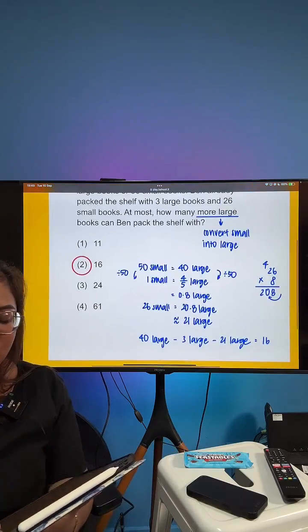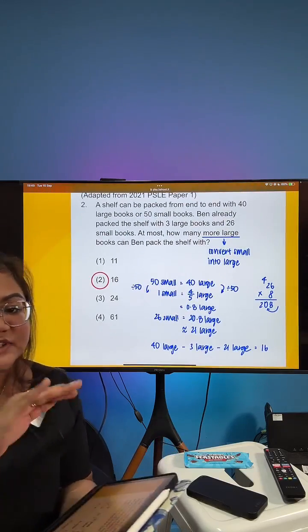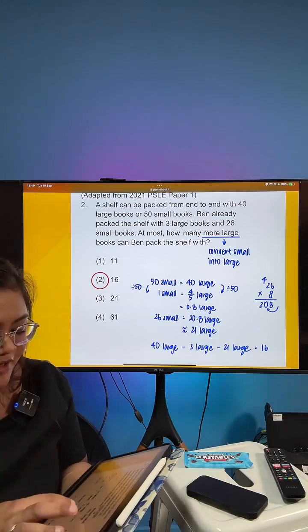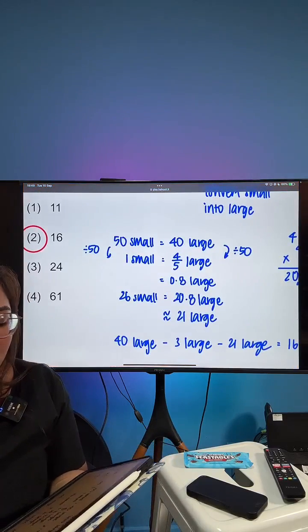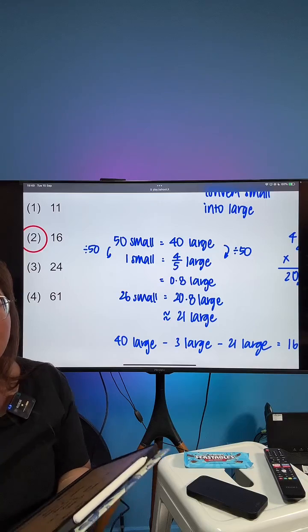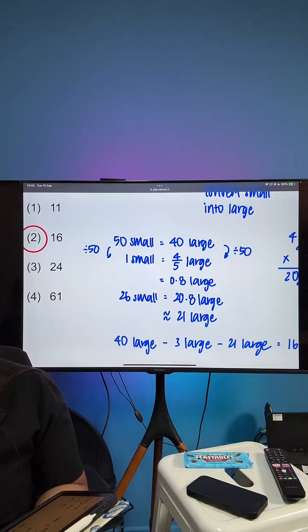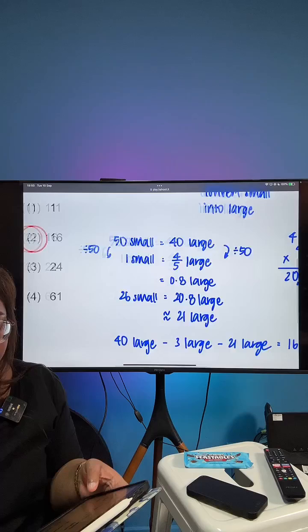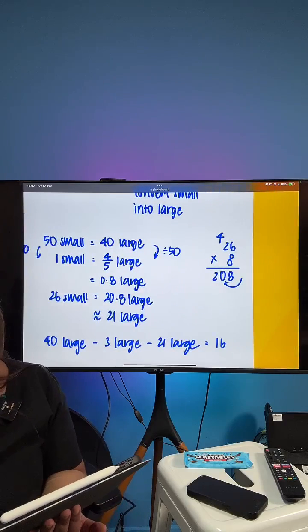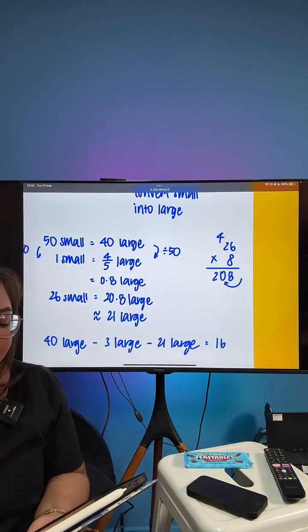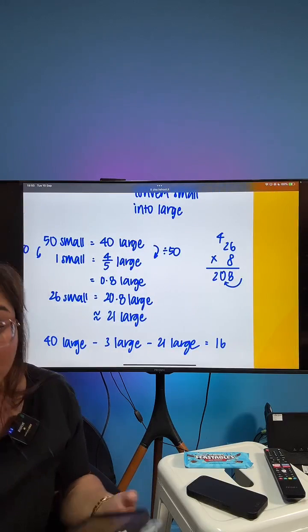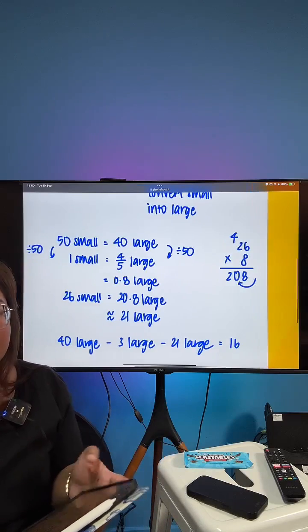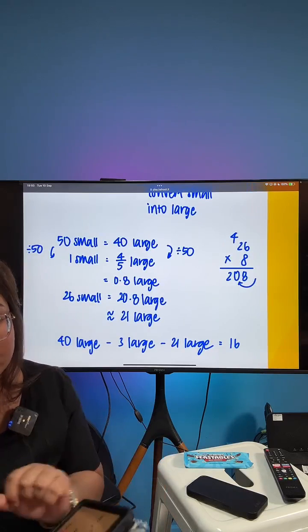So if I know 50 small books is equal to 40 large, because the shelf can either fit 40 large or 50 small, we can write our first equation as 50 small equals to 40 large. Then 1 small will be, divide by 50 on both sides, 4 over 5 large, which means 0.8 of a large book. Okay, so that means 26 small books are multiplied by 26 on the side. I will take 26 times 8 first to give me 208, and then I put 1 decimal place where it originally belongs to give it 20.8 as the answer, right? So 26 small is the same as 20.8 large books.